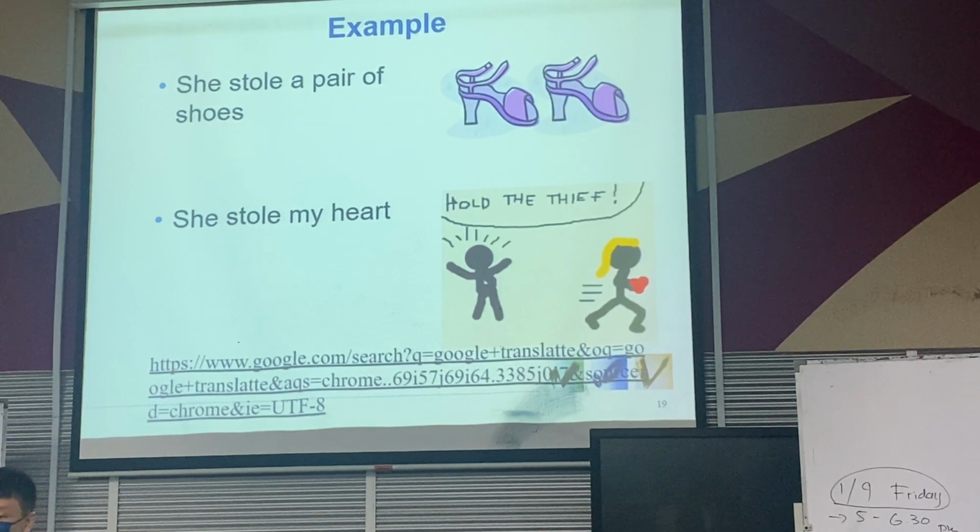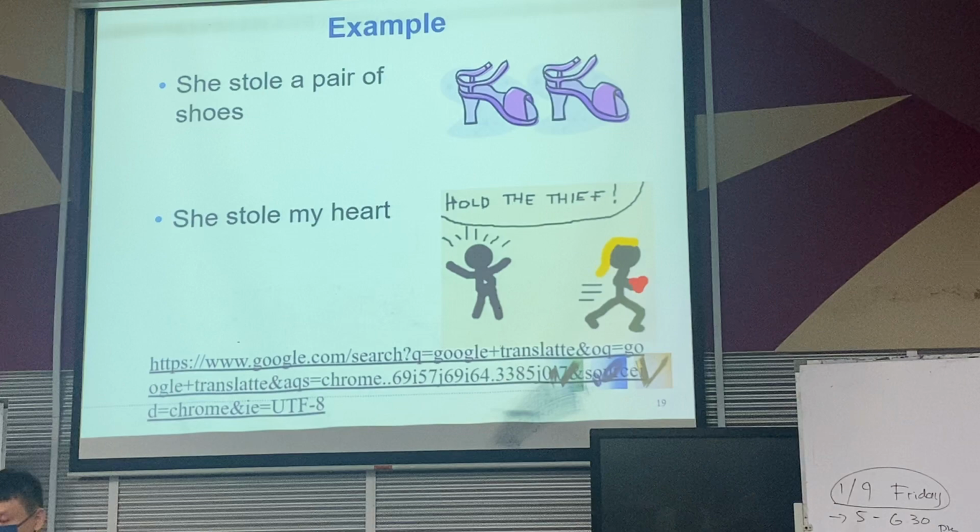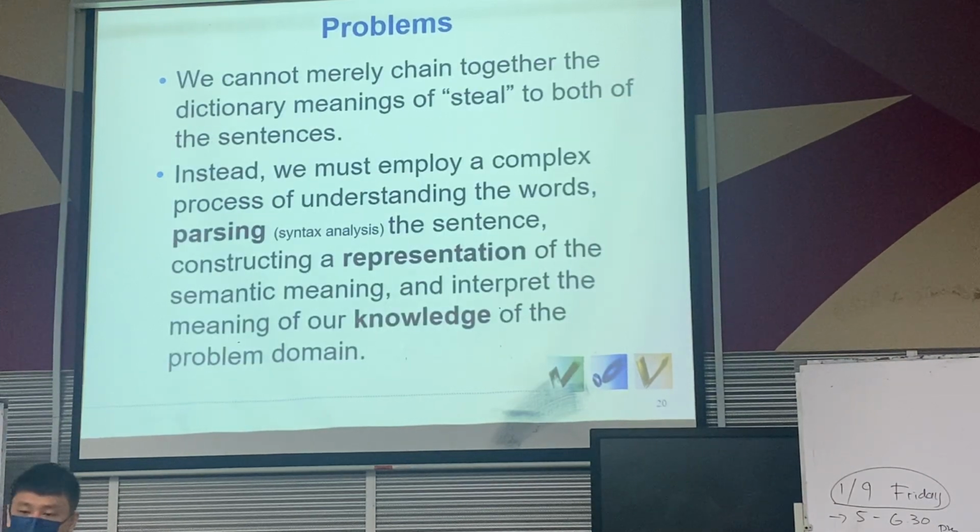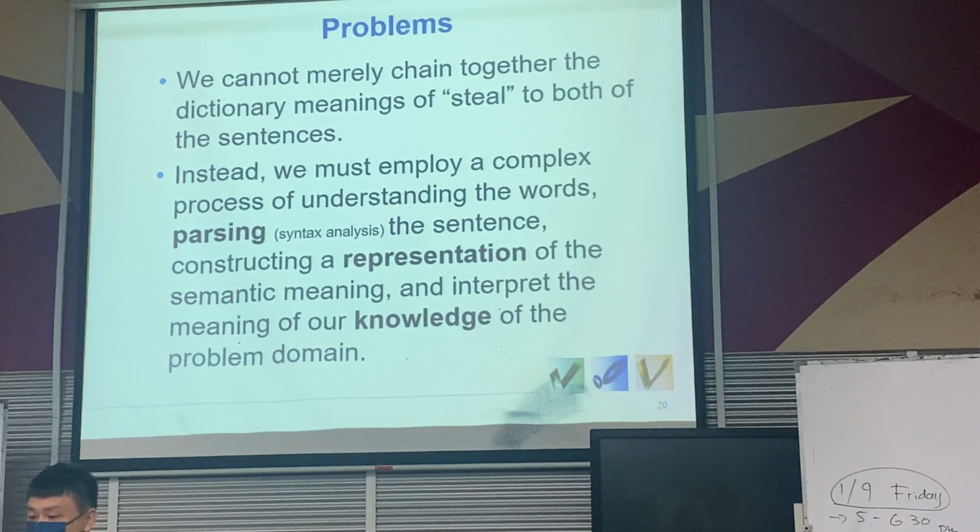The second sentence is actually figurative, like an adjective. So how do we train the models in such a way that the model can differentiate? The stole in the first sentence is a verb. The second sentence is about some adjective. So that will be very challenging. We cannot merely apply the dictionary's meaning of steal to both sentences.